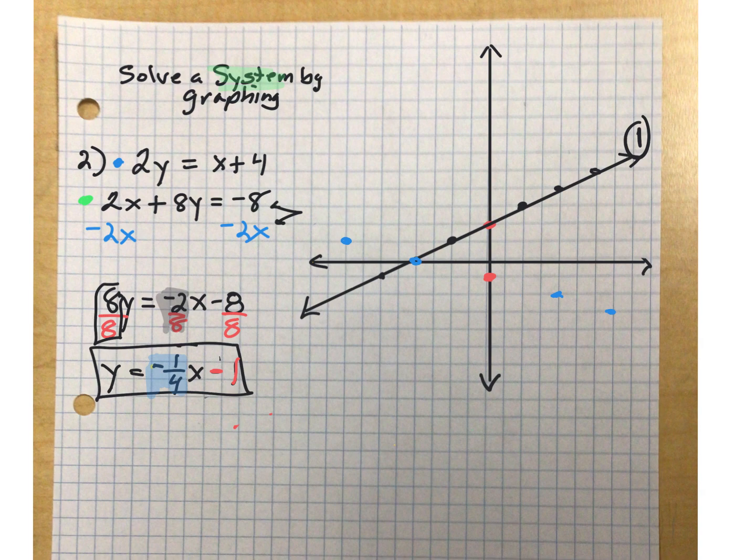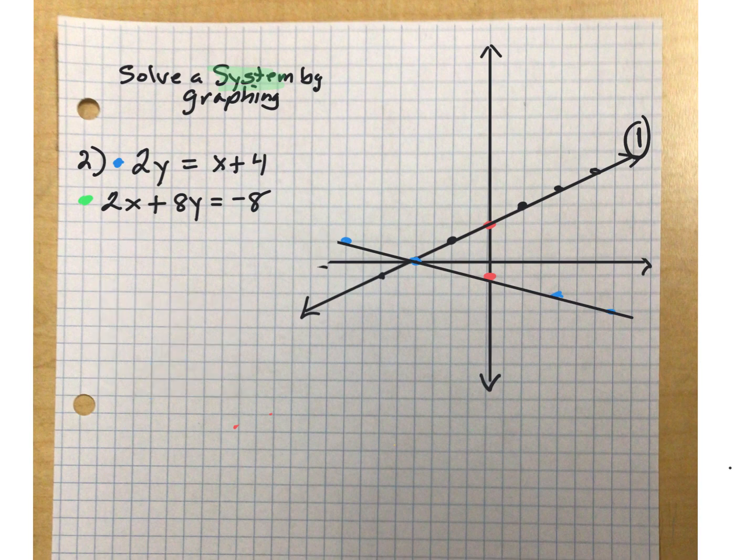So I'm going to do the second line in black as well. So you want to grab a ruler, and you want to line those up. Okay, so there's our second line, and remember the solution is where the two lines intersect, which is like the crash site. So the crash is right there, so that is the solution.